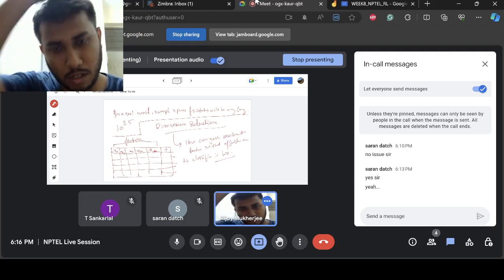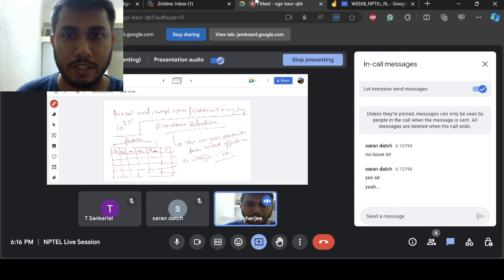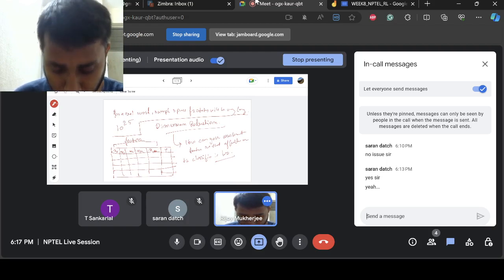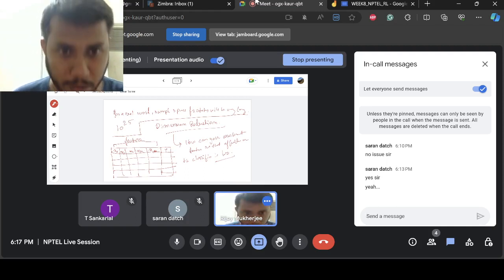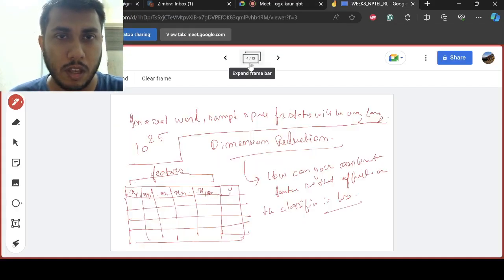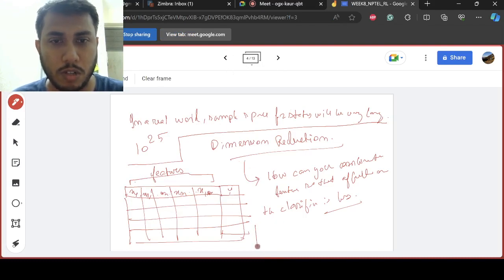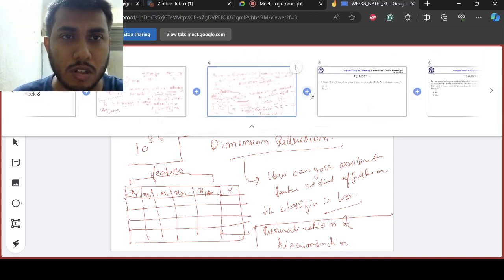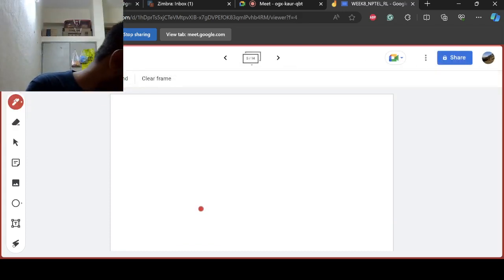If you have such a large number of states, 10 to the power 25, we will try to club those states together such that their effect on the value function is the same. That is one way of doing it. Here we are introduced to two terms: generalization and discrimination. How can these two be defined? Let me draw a graph.